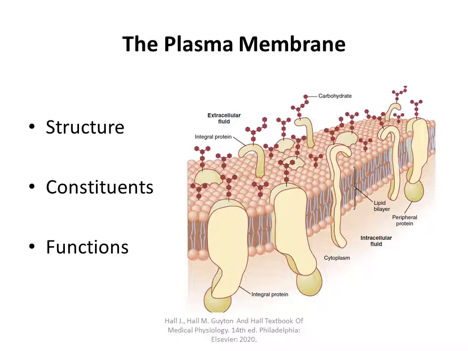It is a membrane that covers the cell. It is composed of a lipid bilayer. You can see the two layers right here, the lipid bilayer, and in this lipid bilayer are embedded various proteins. This entire model of lipid bilayer with embedded proteins is known as the fluid mosaic model.